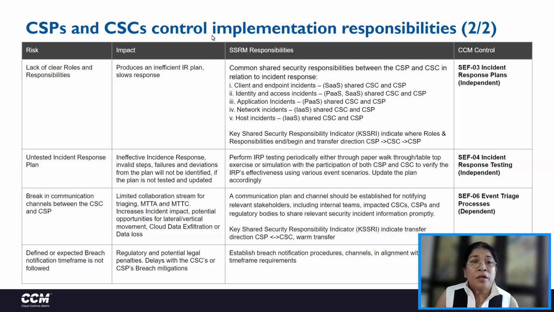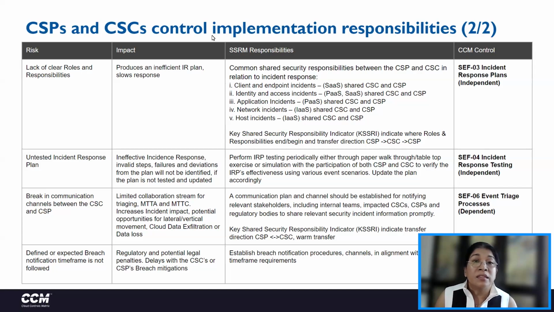Perform incident response plan testing periodically, either through paper walkthrough, tabletop exercise, or simulation with the participation of both the CSP and the CSC to verify the incident response plan's effectiveness using various event scenarios, and then update the plan accordingly. Please refer to the SCF-04 Incident Response Testing Implementation Guidelines for more information.